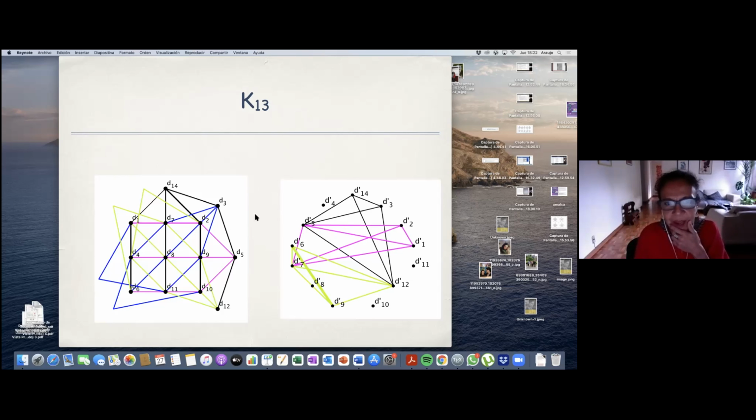For example, I have here a K4 that is black. I have another, I don't remember exactly, but it's one of these pink lines, and I have another K4 that is one of these green lines. Okay, and I have a perfect partition.